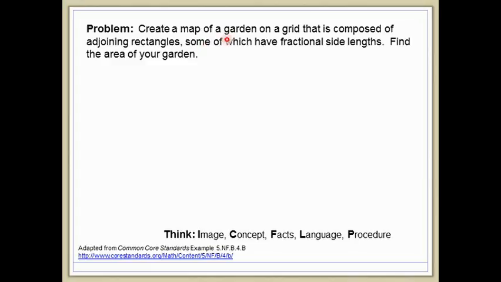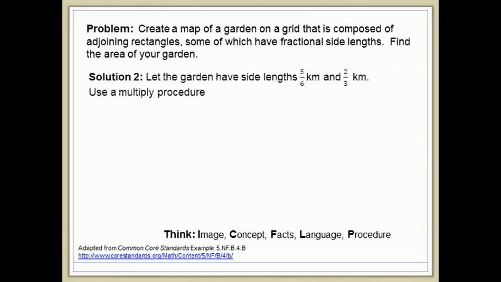So again, we're creating a map of a garden on a grid using adjoining rectangles, some with fractional side lengths, and finding the area. The garden that we chose was a simple rectangle with side lengths 5/6 and 2/3, and we're going to show how to do that with a procedure and confirm that we get the same answer that we got before. So one of the fundamental ideas in finding areas of rectangles is that the area of the rectangle is the length times the width.